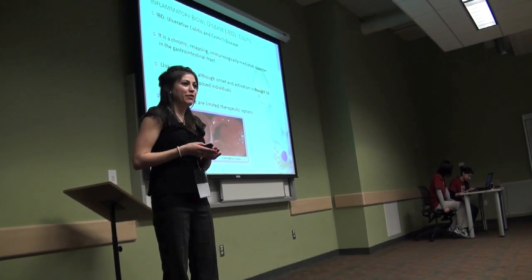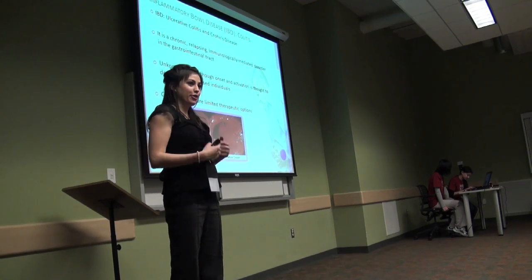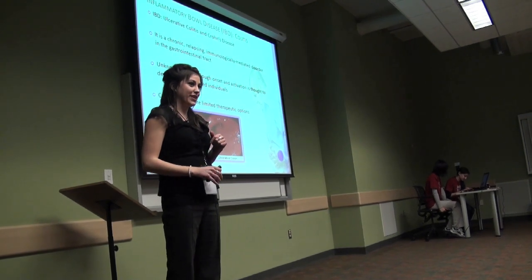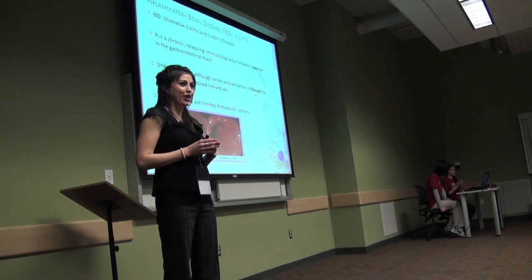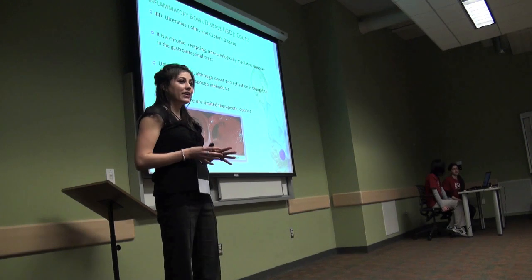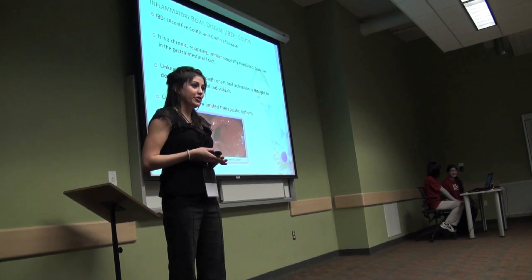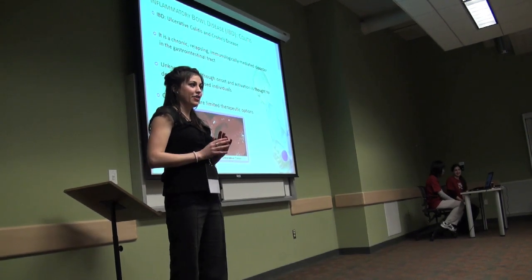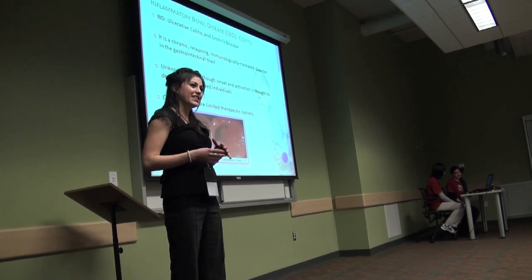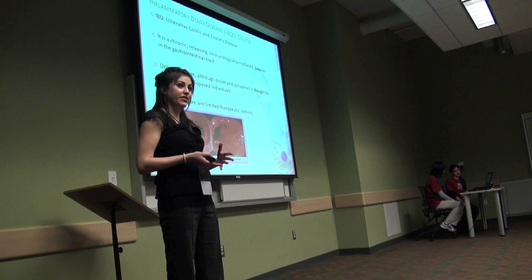So colitis is a type of inflammatory bowel disease, but unlike Crohn's disease, which can be anywhere in the gastrointestinal tract, colitis is specific for the large intestine. So it's a chronic relapsing immunologically mediated disorder in the gastrointestinal tract, and although it has an unknown cause, onset and activation is actually thought to develop in predisposed individuals.